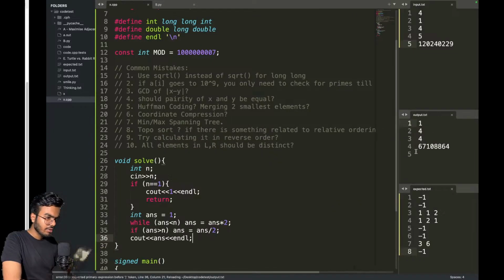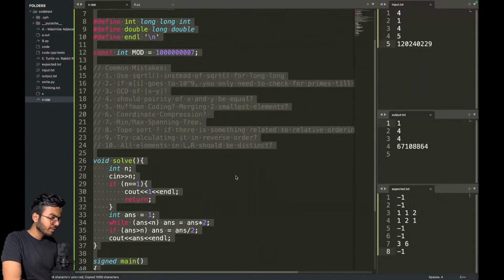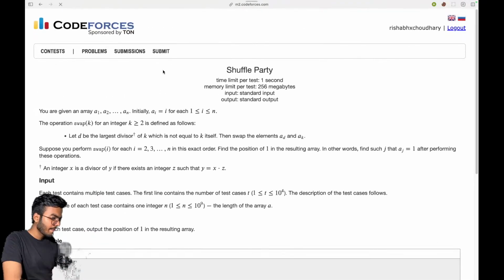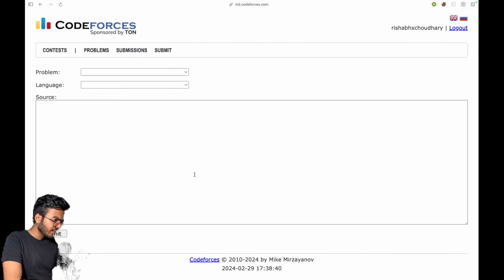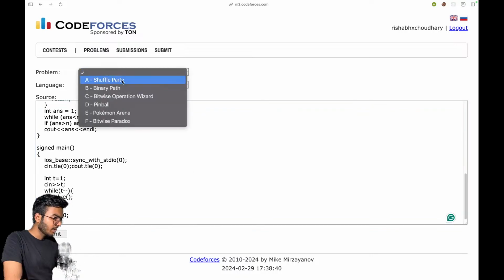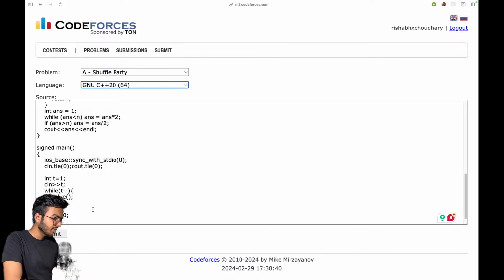We are getting 144, and I think this is the correct answer. Let's try to submit this and see if it works. Do I have to take a modulus or anything like that? No, I don't. Now this is problem A, and the language is C++20.